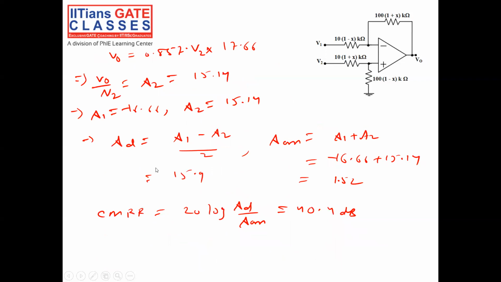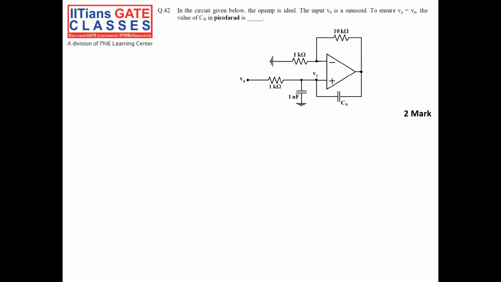This is the next question. In the circuit given below, the op-amp is ideal. If input Vx is a sinusoid, to ensure Vy is equal to Vx, what is the value of Cn?